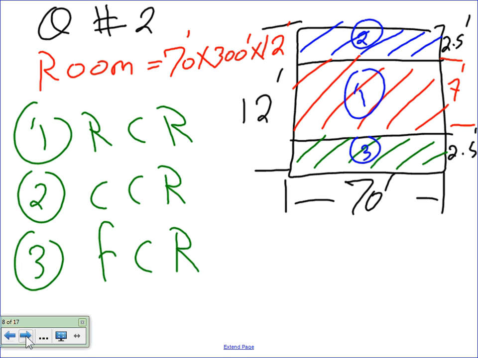Any question about the height of the 3 cavities? Does everybody understand the RCR, CCR, and FCR cavities? These cavities will help us find the coefficient of utilization for fixtures. This problem is just purely about calculating the cavities.